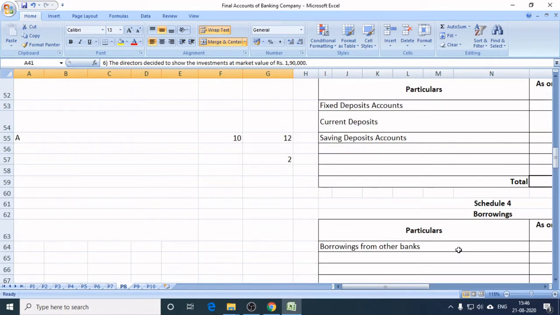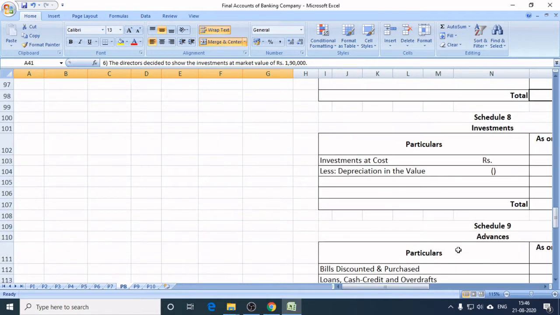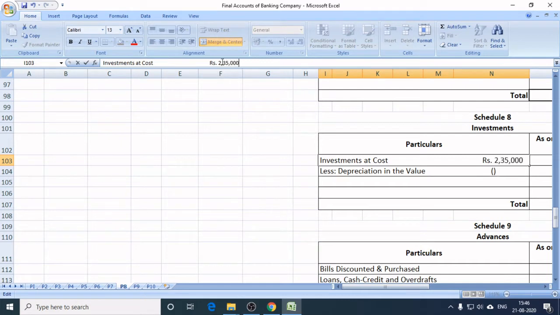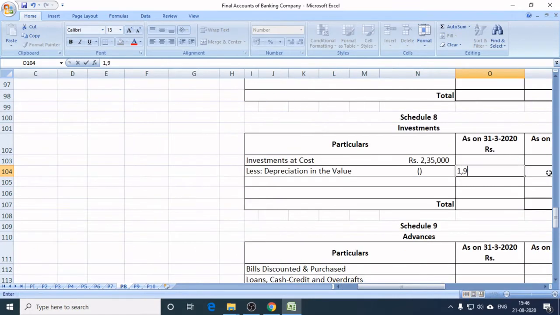So let's go to schedule number 8, that is investments. In the inner column show the cost price, that is 2,35,000, and as per the directors we have to show it at rupees 1,90,000. Now you can see there is a depreciation in the value of investment. Let's calculate the depreciated value. So from 2,35,000 we will deduct 1,90,000.